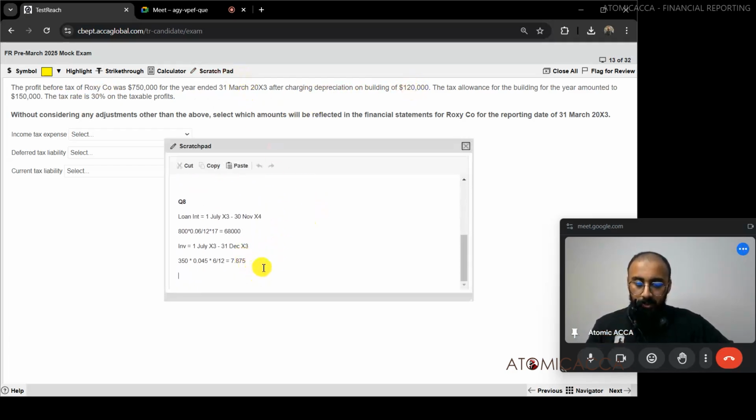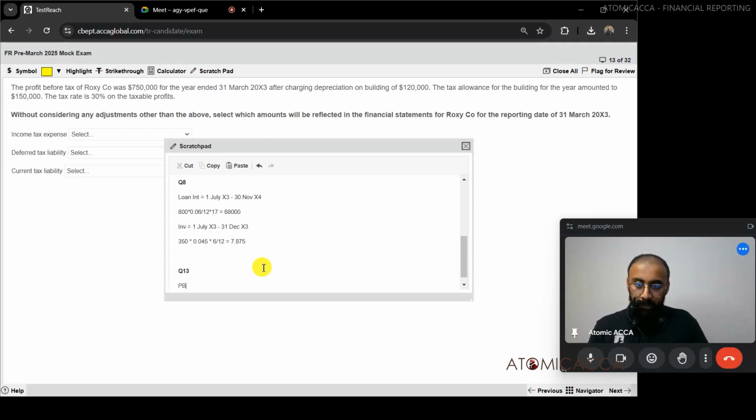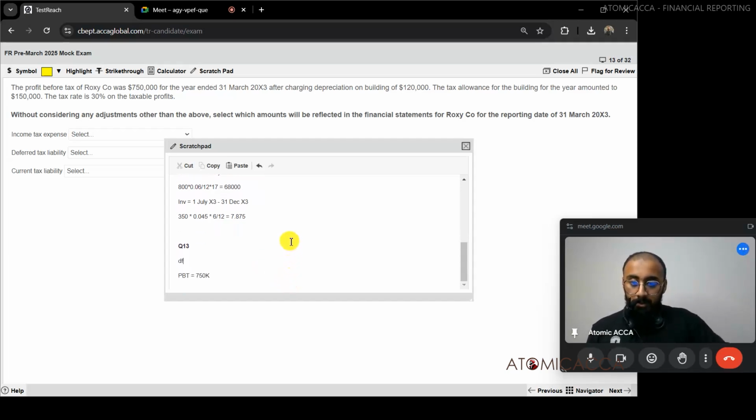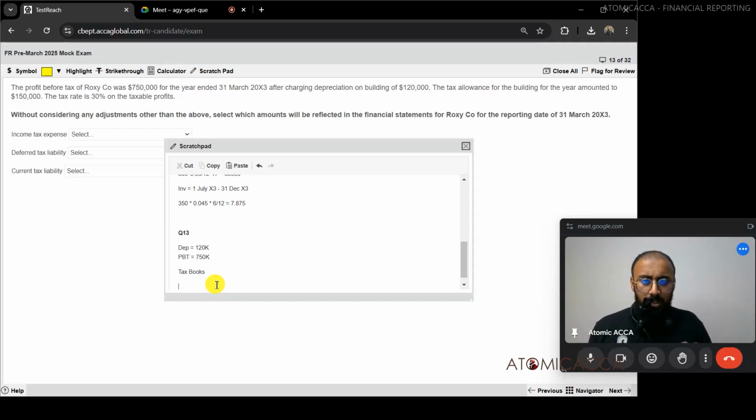Okay, we'll just use Scratchpad for this. Question number 13 we're doing. Profit before taxes 750,000, and this is obtained after deducting depreciation of 120,000. The tax allowance for the building for the year amounted to 150,000. So this depreciation is based on accounting depreciation, but in the tax books the allowance is only 150,000. So what we will do is we'll take the profit before tax from the accounting books.